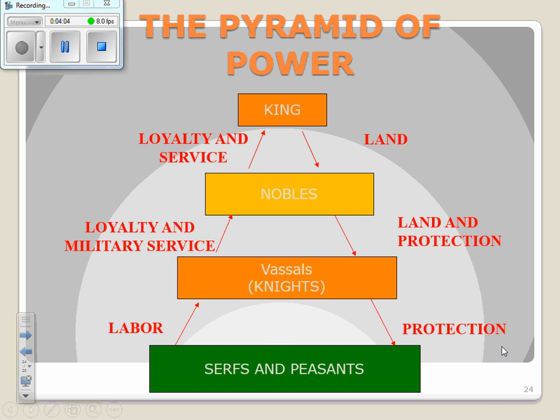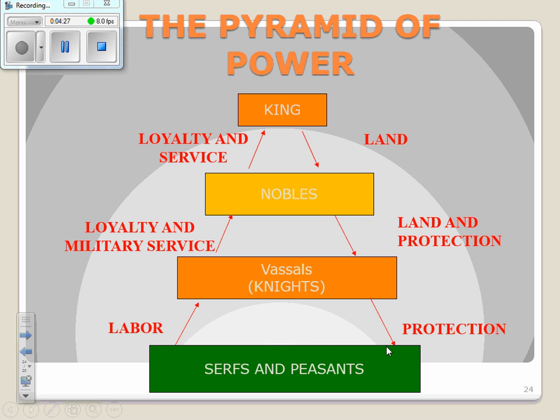So, the serfs and peasants provide labor to the knights. The knights provide loyalty and military service to the nobles, and the nobles provide their loyalty and service to their king. The king, in turn, gives land to the nobles, and then the nobles give land and protection to the knights, and then the knights provide protection to the serfs and peasants.